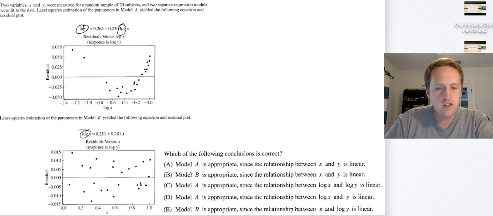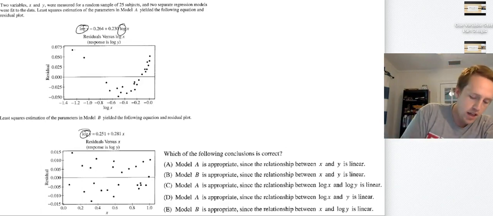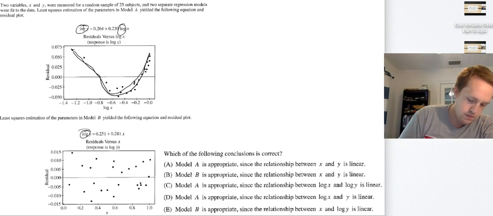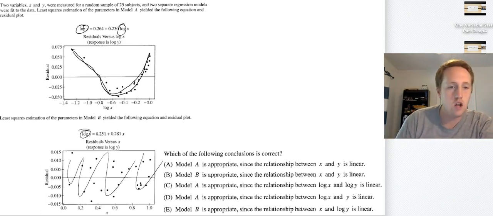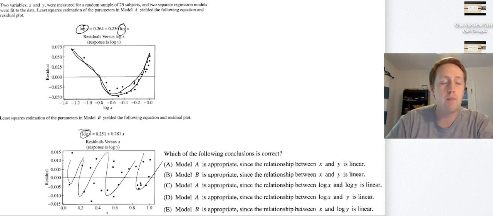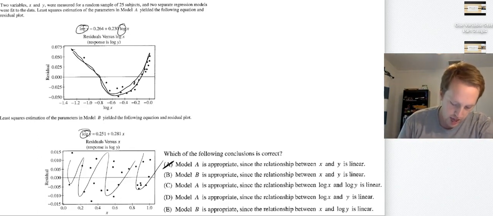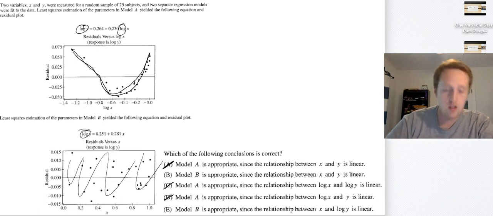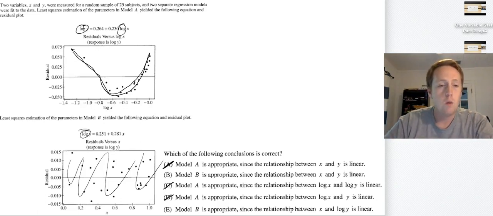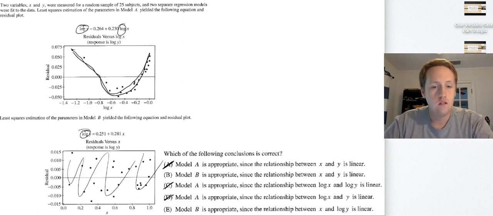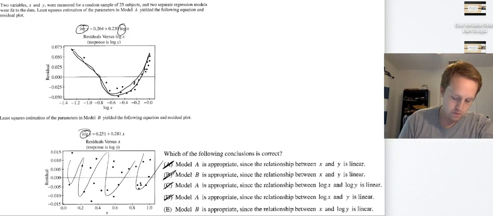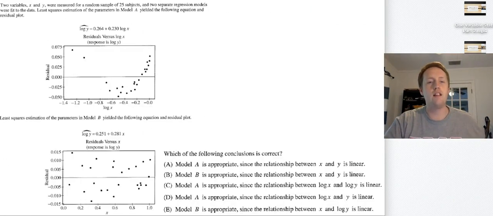All we're asking, though, this doesn't even really care about the logs. It just wants to know which model is better. Well, if I look at the residual plots, for model A, there's a clear pattern here, right? For model B, there's nothing, it's very scattered, it's all over the place, which means B is better. That means there is less of a pattern to our error. So model B is appropriate, so let's eliminate A and C and E. We're either going to say B or E. Model B is a relationship between x and log y, not x and y, so that means this is wrong. And that's E.